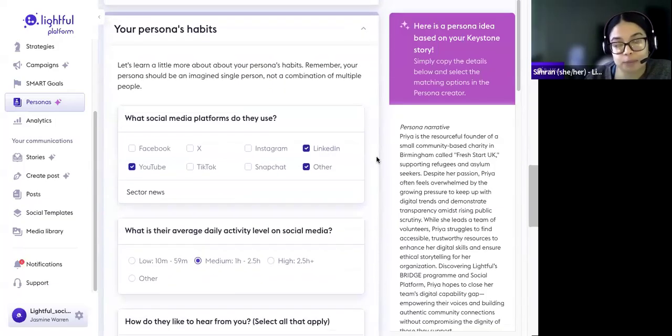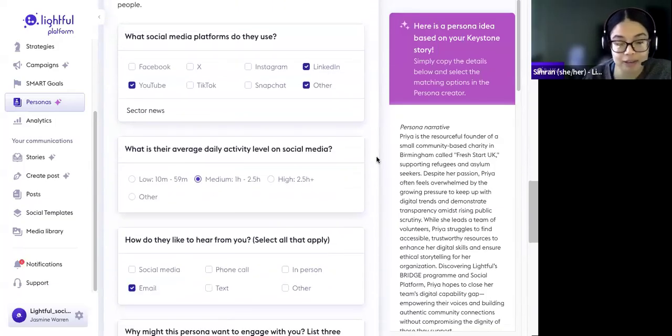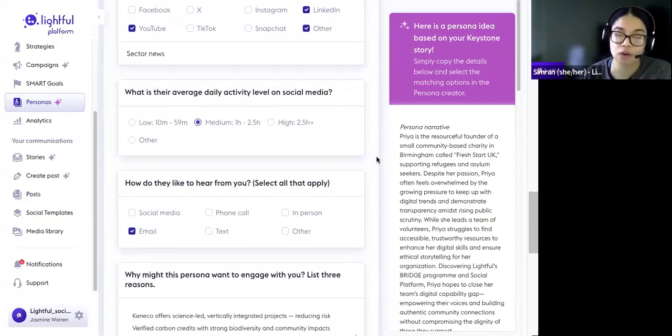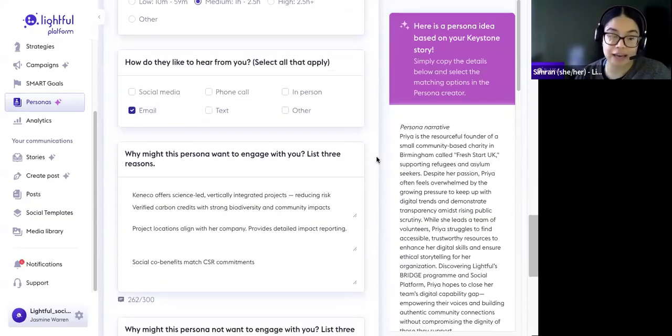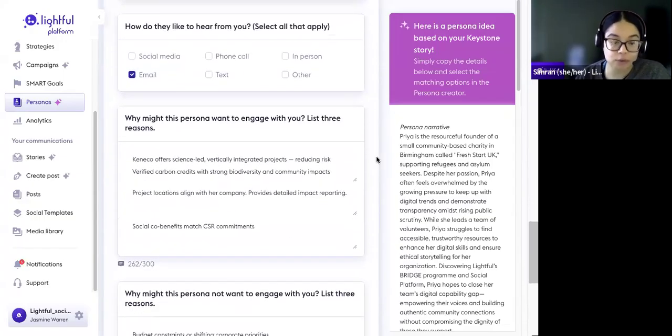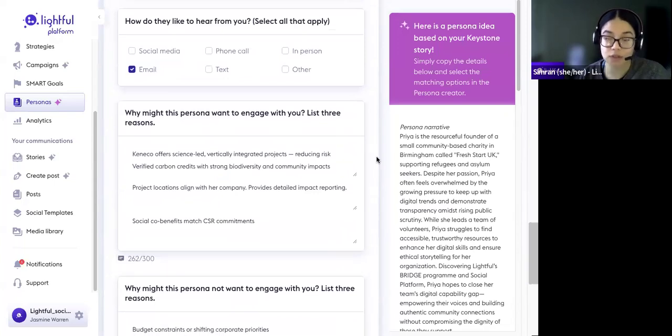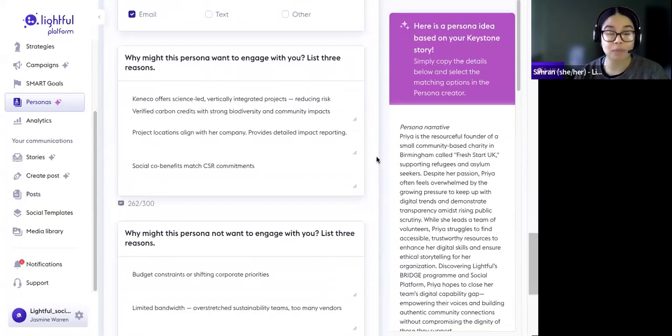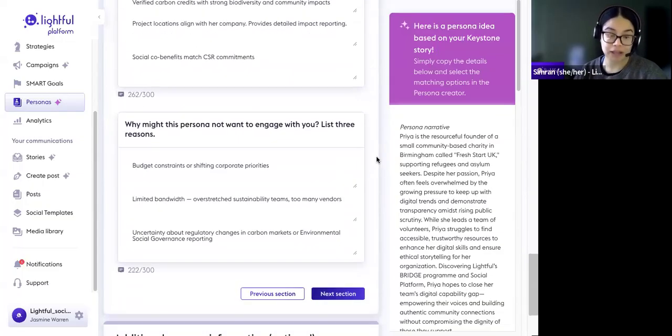And then we've also got some more prompts to think about their habits, such as what platforms they exist on, what their average hours and activity levels are, and also why they might engage with you. So thinking deeply about their barriers to accessing you, or also motivations to want to engage with you.